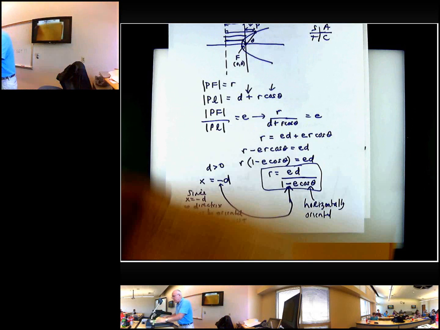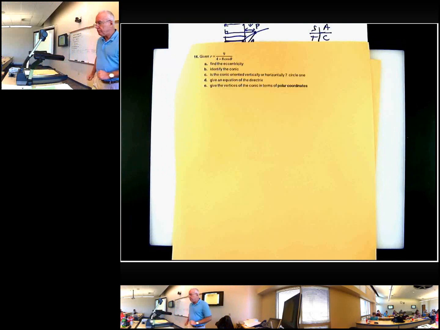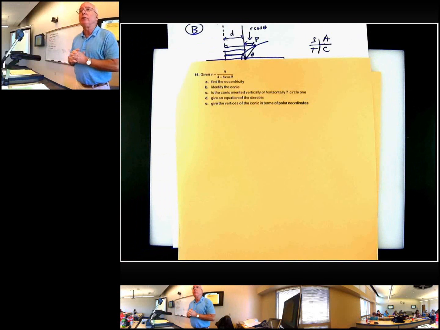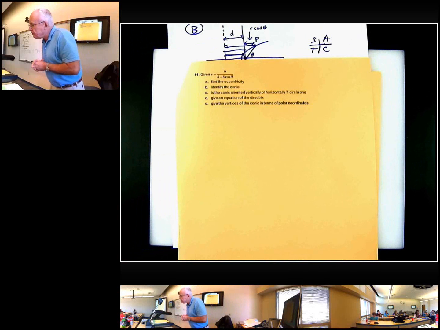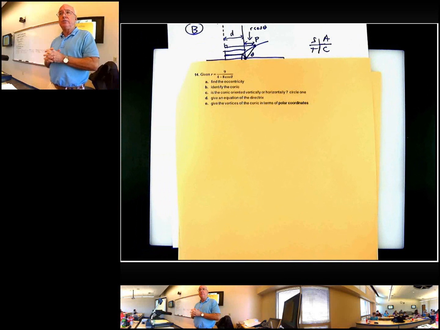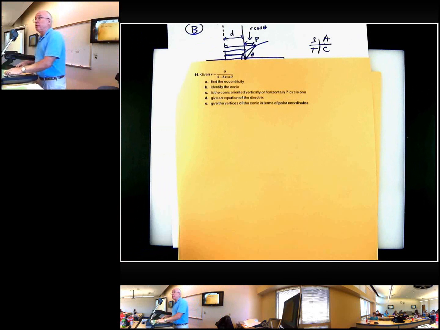So here, let me just put this up here. Here we're given R equals something or another, okay? And notice there are 5 different types of questions that we can ask on this. So we're going to get to that with some examples.